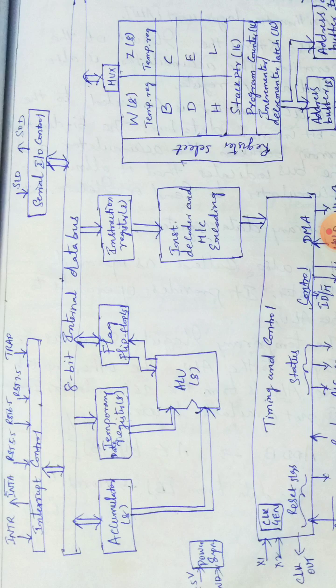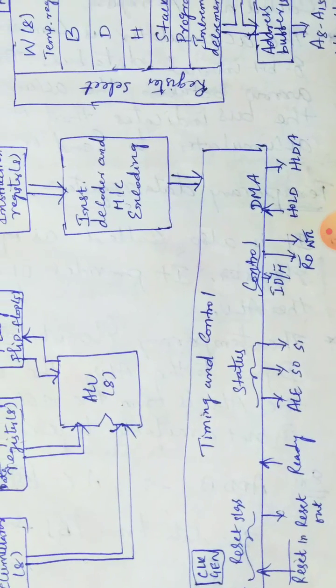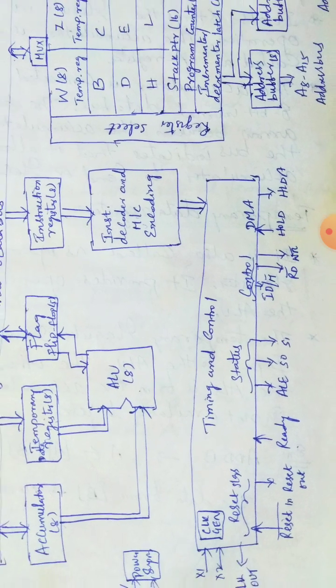Now come to the next section, that is the instruction register, instruction decoder and machine cycle encoding. What actually is the instruction register? The instruction stored in the memory is fetched through some instruction, and it is stored in the instruction register. After getting the opcode in the instruction register, which is also an 8-bit register, comes the instruction decoder and machine cycle encoding. It decodes, and the machine cycle encoding indicates what type of operation has to be carried out. That is indicated to the timing and control unit.